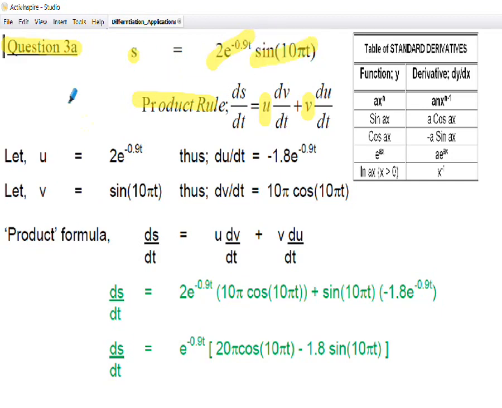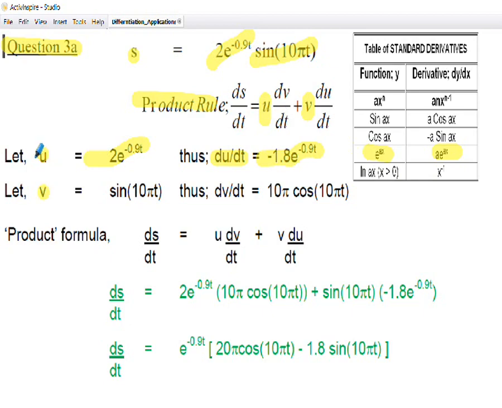So knowing that, we can now differentiate using our standard derivatives. If u is equal to 2e to the minus 0.9t, then we can find du by dt by differentiating. I'm using the standard form here of e to the ax goes to ae to the ax. We end up with du by dt equals minus 1.8 e to the minus 0.9t. I'll let you check that for yourselves.